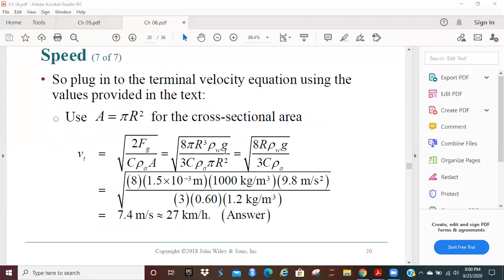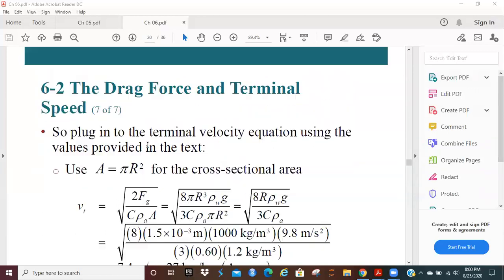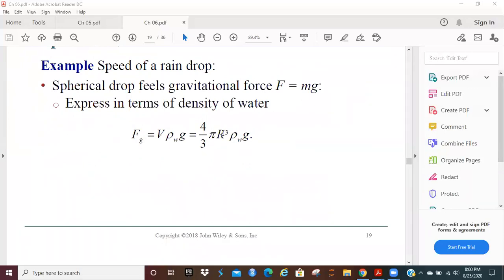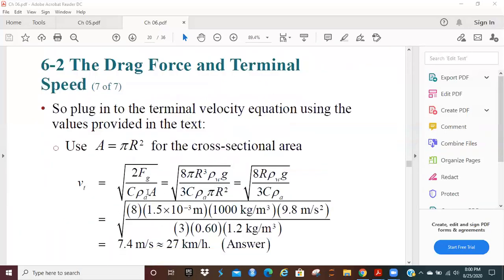So you want to plug this into the terminal velocity equation. Boy, you got a lot of work ahead of you here. The force of gravity, we know that this is equal to that, so we put all of that mess in here.